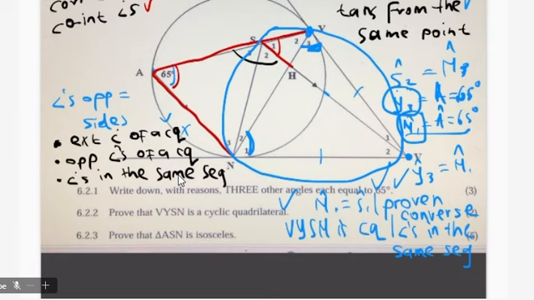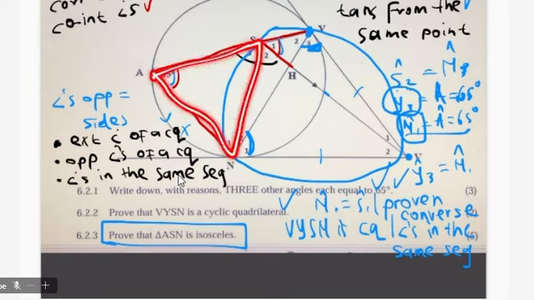So lastly, we're going to do this question together. So we have this angle and this angle, they are equal. Then now we have a circle. We have proven that there's a circle indeed there. And now the 6.2.3, it says prove that ASN is an isosceles. So ASN is this triangle. So we talked about an isosceles.